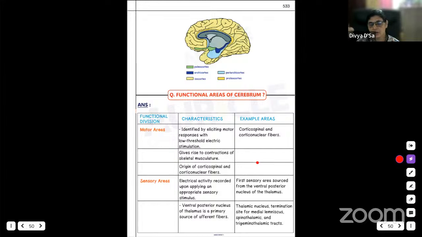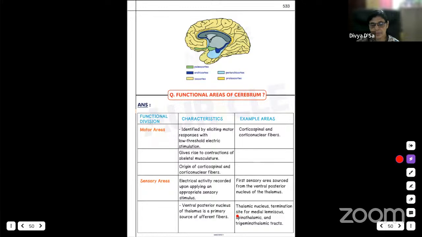So here, basically, the corticospinal and corticonuclear fibers go from the cortex to the spinal cord, and from the cortex to the nuclei of cranial nerves and all such things. Sensory areas: again, the same thing, electrical activity can be recorded with the appropriate sensory stimuli.